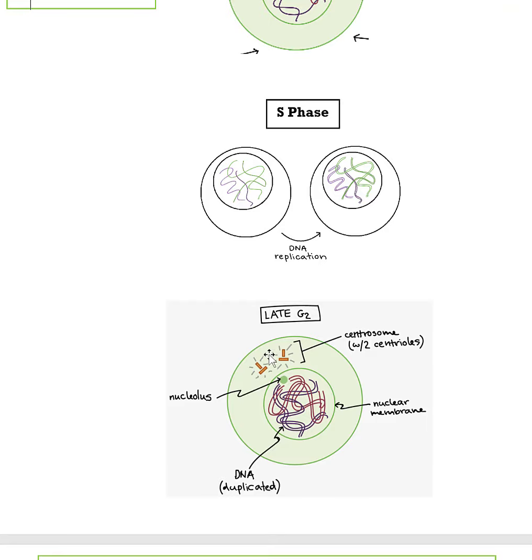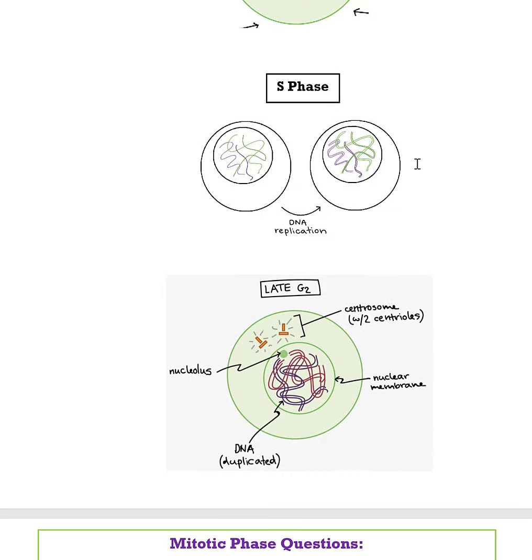Notice we now have two centrosomes, and the nucleolus is still visible. The nuclear membrane is still intact, and we have duplicated DNA molecules, or the chromosomes are duplicated, or the chromosomes have two identical sister chromatids bound together by the centromere. There's lots of different ways you can say it. But what's important is we have 2 centrosomes now. We did not have 2 centrosomes during G1.